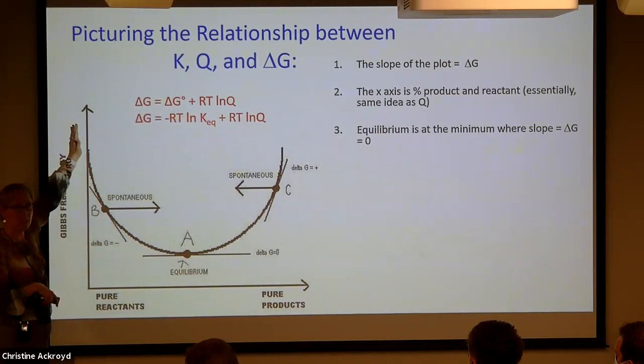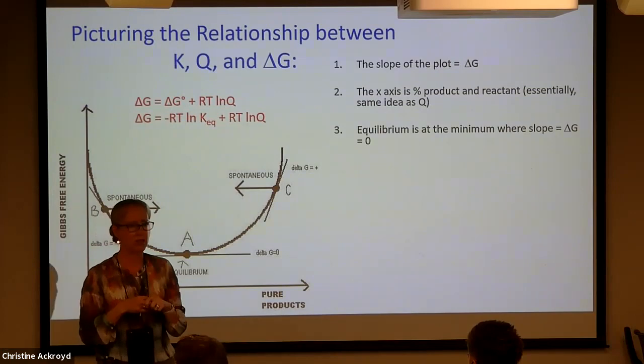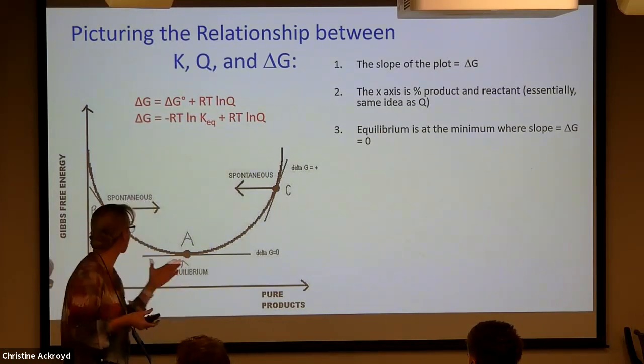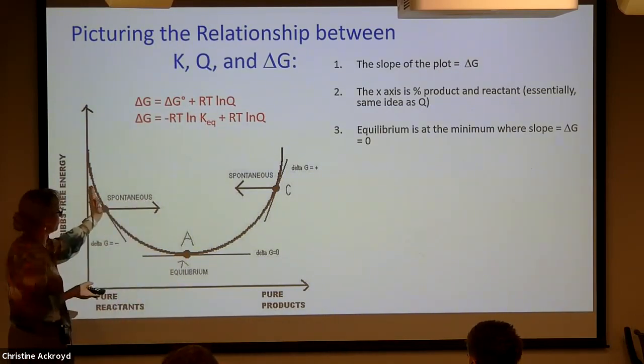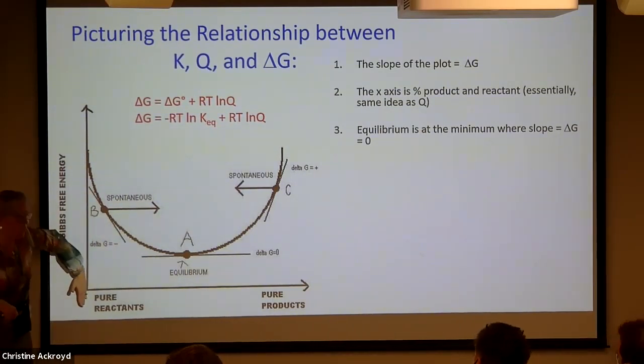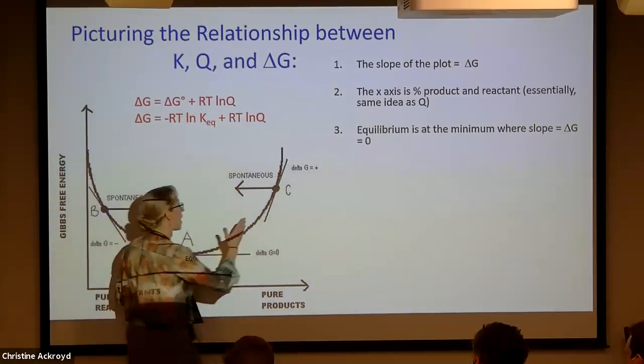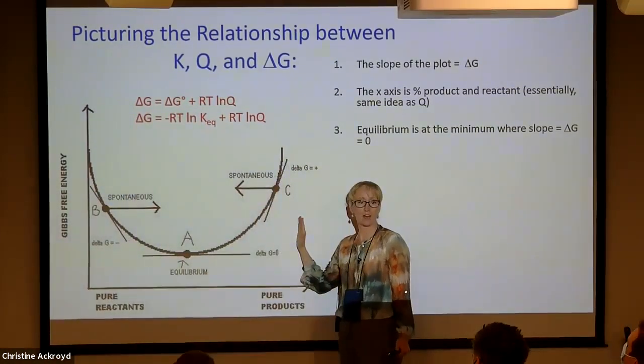Okay. Y-axis is G, right? Do we actually care about the value for G? What do we care about? Slope. We care about delta G, so it's the slope that matters, right? Okay, x-axis, sometimes called percent composition. At the x origin here, you would say 100% starting materials, so pure reactants. At the other end, it would be 100% products.